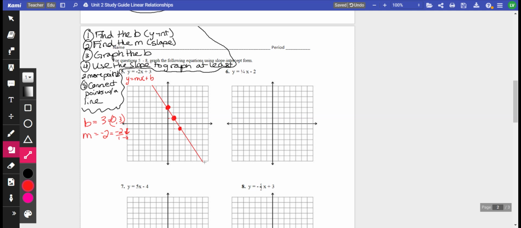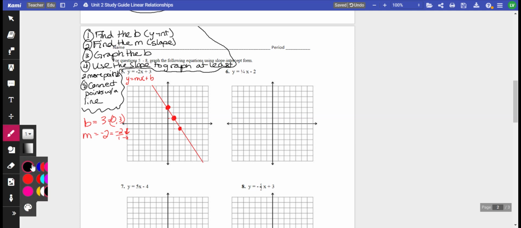Okay. All right, number 6, following the same directions as before. I'm going to find the y-intercept, which is at 0, -2. Then I'm going to find the slope. The slope is 1/4. That means I'm going to go up 1, to the right 4. Step number 3 is to graph the y-intercept. So that's at 0, -2.